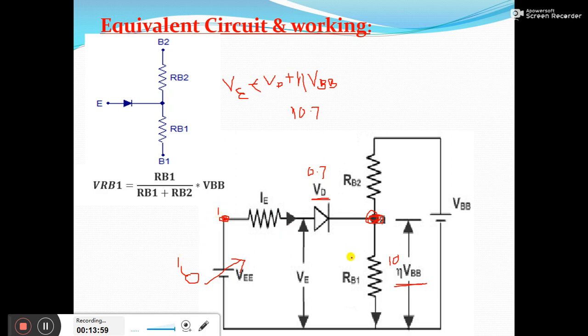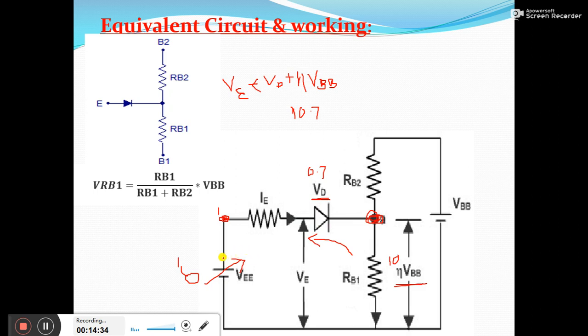So 1 is here and 10 is here. I can say the N type is more positive compared to the P type, or I can say the diode is reverse biased and current will flow initially in the reverse direction, so that IE current will be negative. As long as the VE value is less than eta VBB, this diode is reverse biased, and the current will flow in the reverse direction.